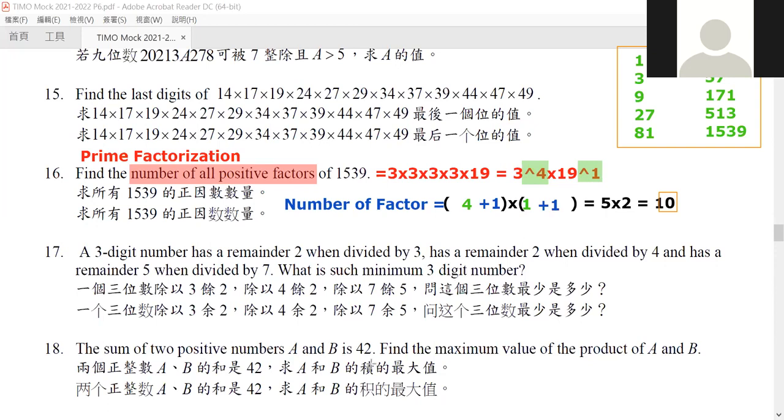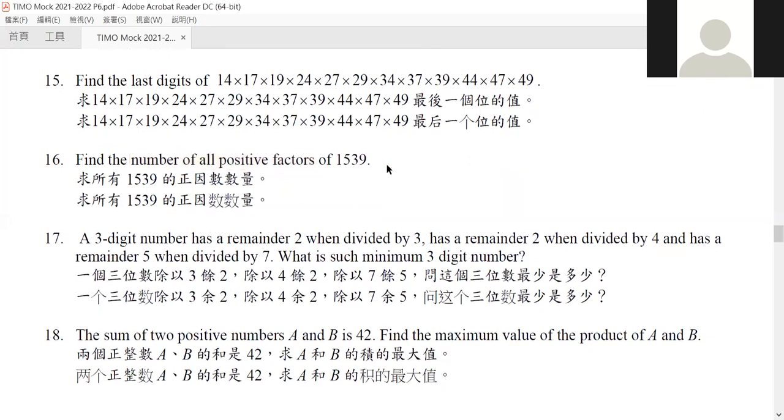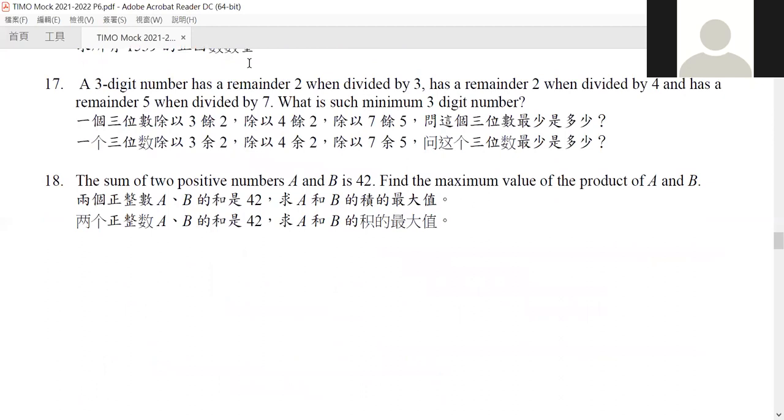Let's go to our question 17. A 3-digit number has a remainder of 2 when divided by 3, a remainder of 2 when divided by 4, and a remainder of 5 when divided by 7. What's the smallest number that satisfies these conditions?